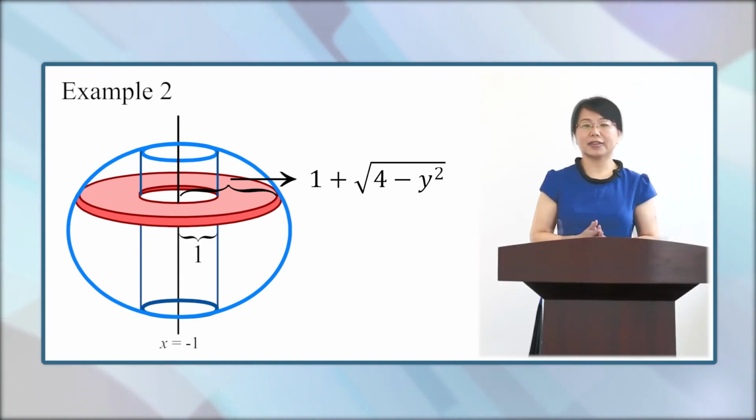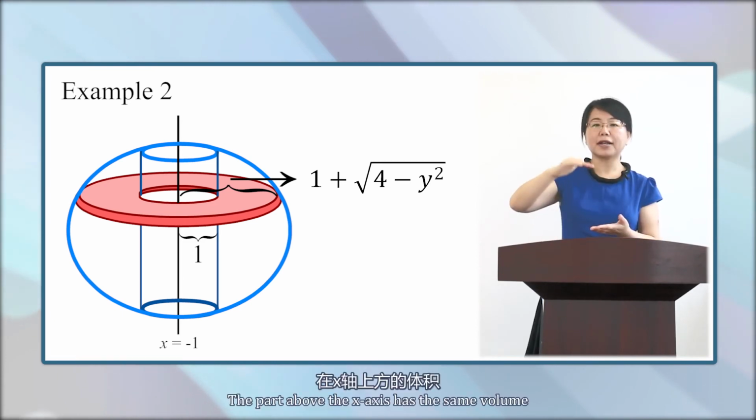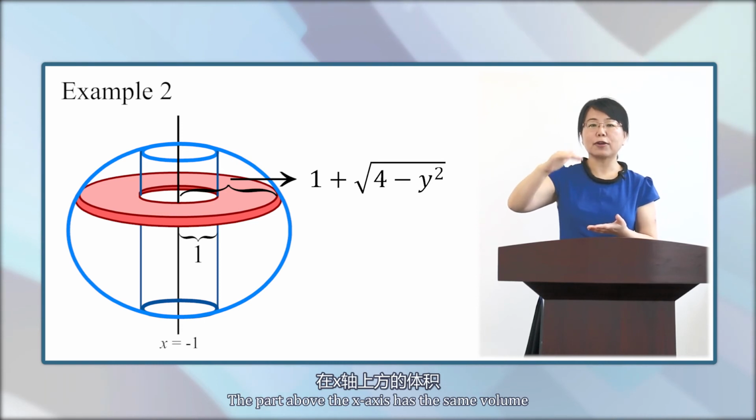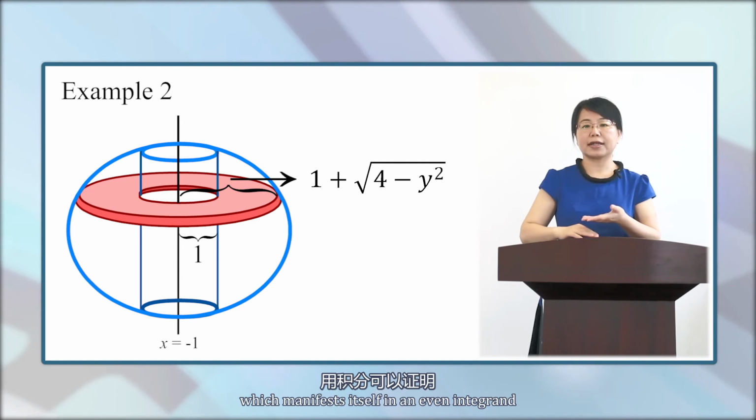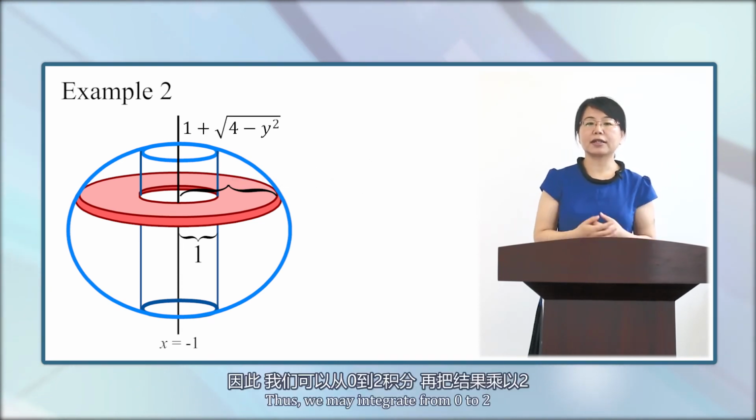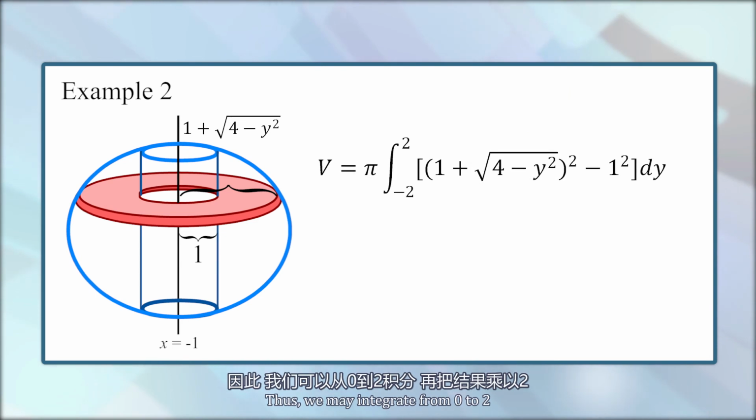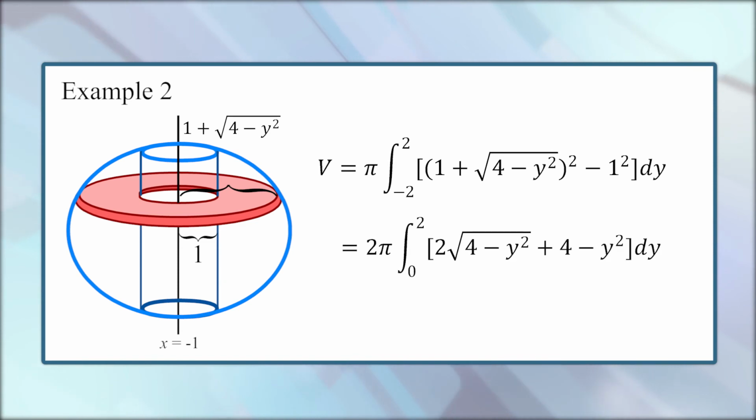Thank you, Jack. Actually, the integral can be simplified. The part above the x-axis has the same volume as the part below it, which manifests itself in the even integrand. Thus, we may integrate from 0 to 2 and double the result. So we can find the volume.